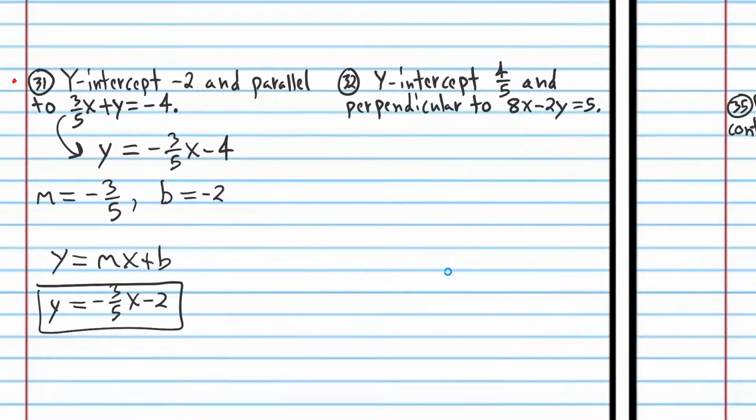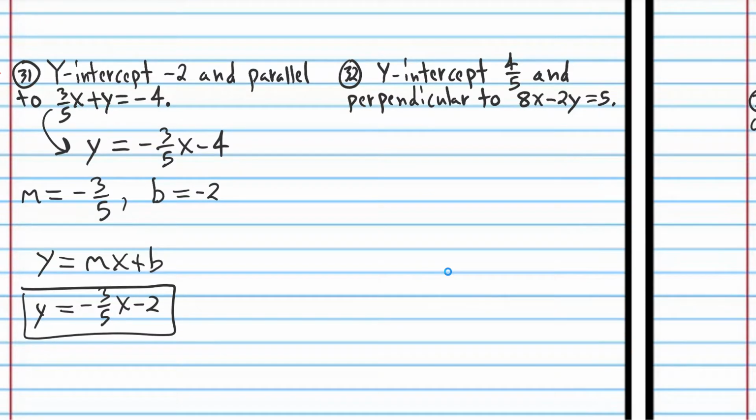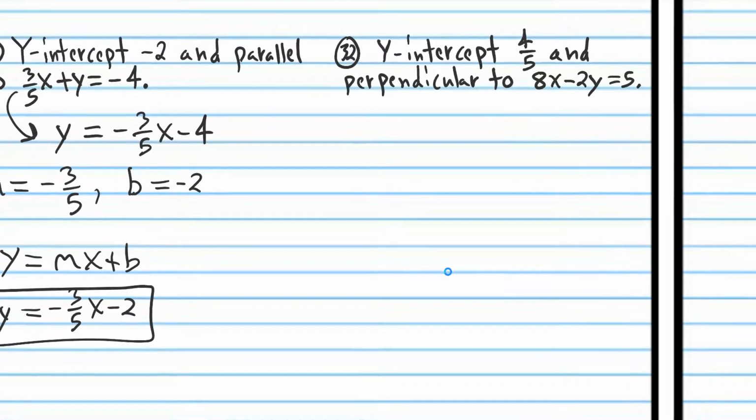On to number 32, we got the same situation. We have the standard form, so we know that the slope of our line is going to be the negative reciprocal of the slope of this line, because the two lines are perpendicular. Problem is we don't know what the slope of this line is because it's in standard form. So we have to convert this form to slope-intercept so we can see the slope. So I'm going to subtract 8x from both sides.